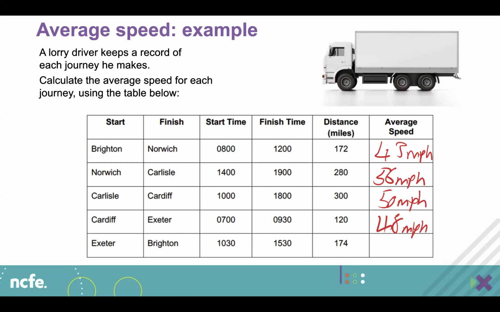And the last one is it takes him 5 hours to travel 174 miles. So 174 divided by 5, which equals 34.8. And 37.5. How's it 37.5?